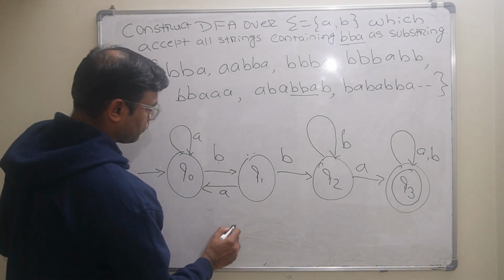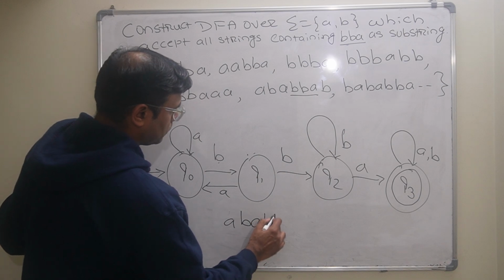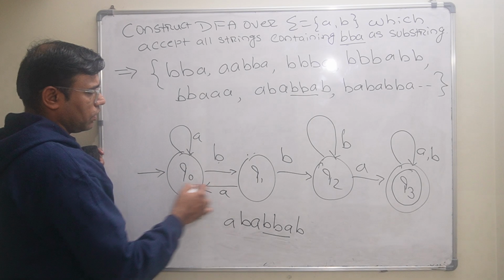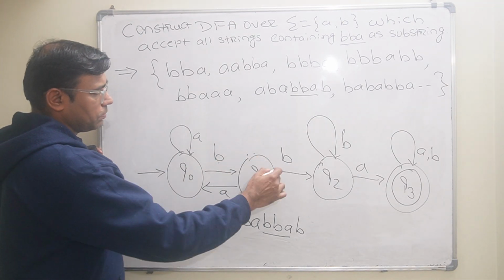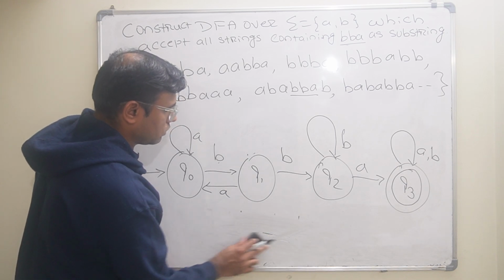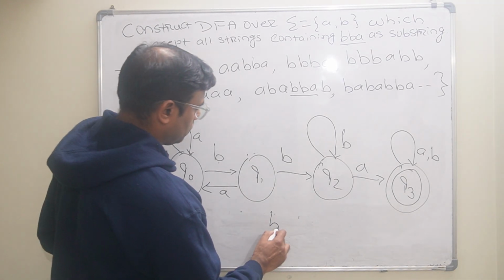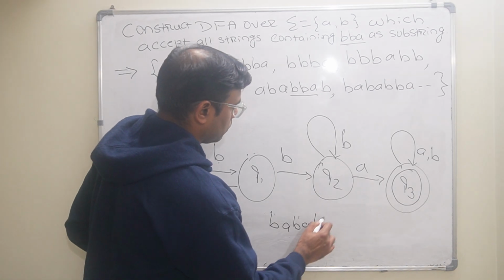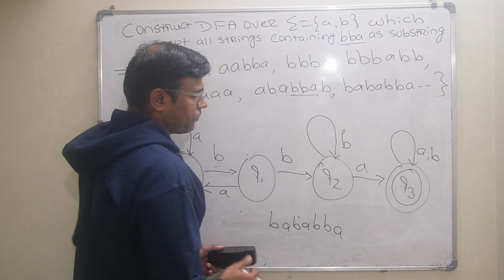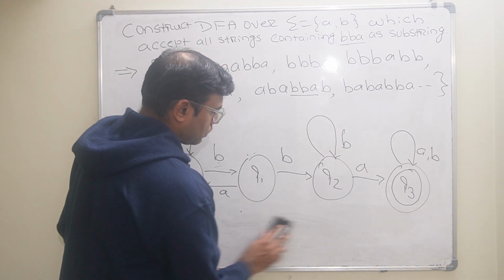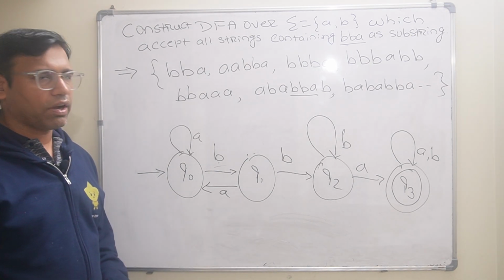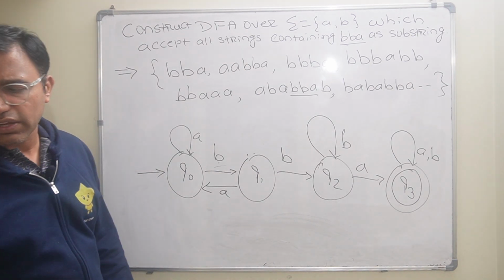Then let us see the various possibilities. Let us say abb, so bba as substring. So a, b, a, then b, b. Then the next possibility is ba, so ba, bba. Okay, so now all the possibilities are covered, and this is the final DFA which accepts bba as substring.